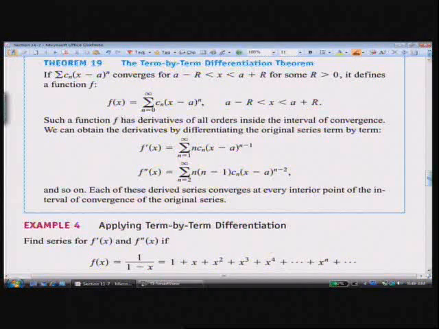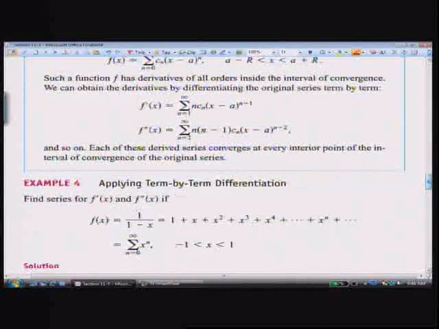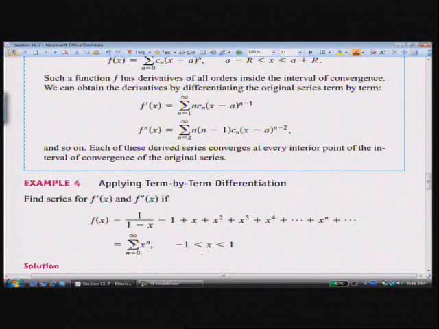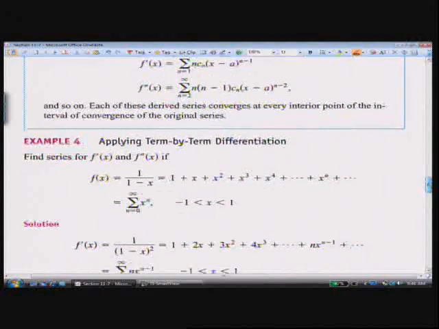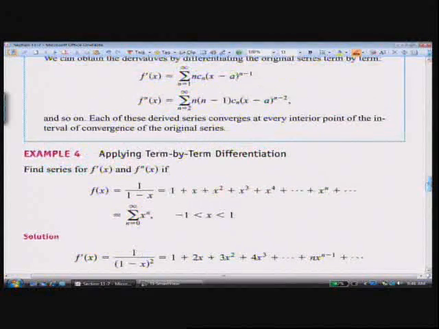Right, as long as the absolute value of x was less than 1. And so this is what it looked like. And then what they want you to do is find the derivative. Well, what's exciting is you get some new power series. You already know the derivative of 1 over 1 minus x is just going to be 1 over 1 minus x squared, right? Does that make sense to you?